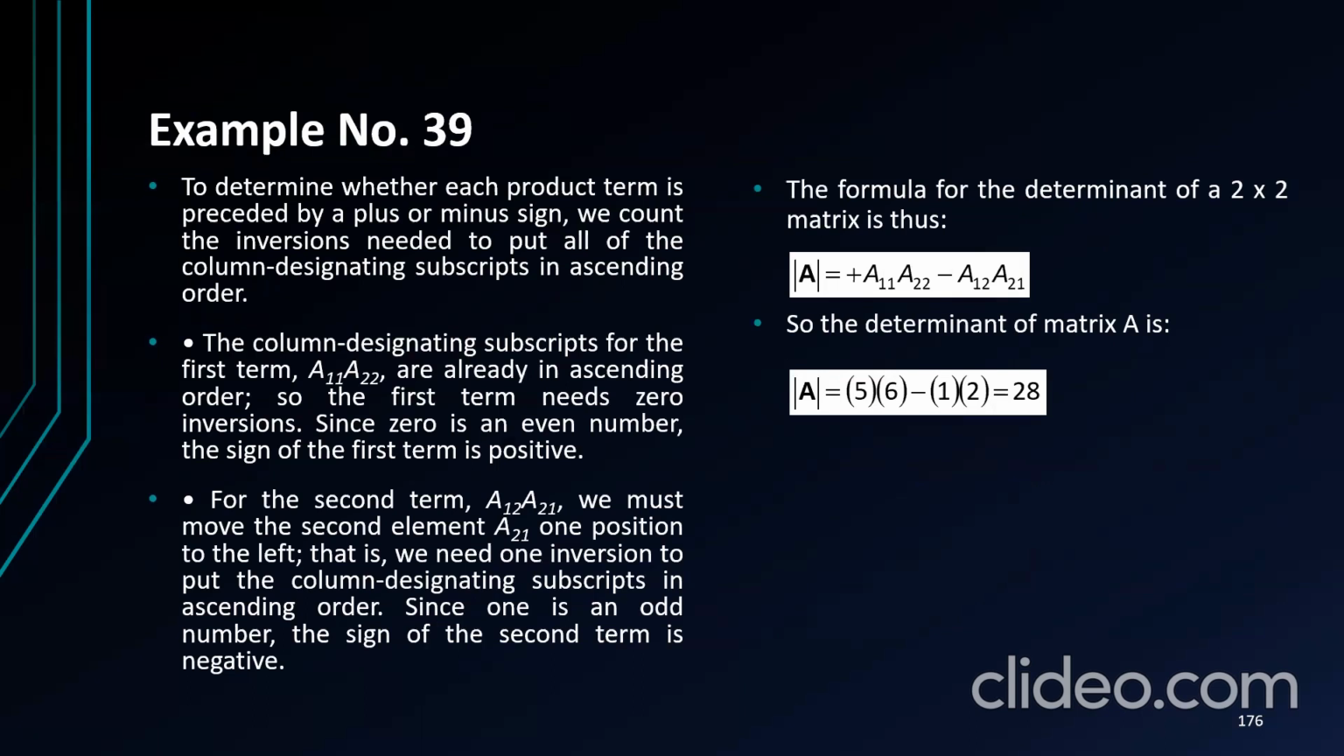The column designating subscripts for the first term, A11, A22, are already in ascending order. So the first term needs 0 inversions. Since 0 is an even number, the sign of the first term is positive. For the second term, A12, A21, we must move the second element A21 one position to the left. That is, we need one inversion to put the column designating subscripts in ascending order. Since 1 is an odd number, the sign of the second term is negative. So the formula for the determinant of a 2 by 2 matrix is thus A is positive A11, A22 minus A12, A21. So that is 5 times 6 minus 1 times 2, which is 28.